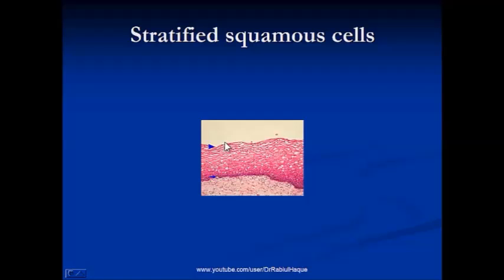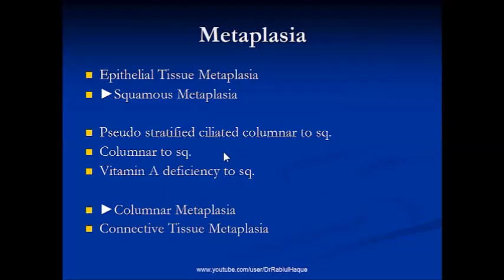So what are the other examples of squamous metaplasia? The second one is columnar to squamous epithelium. There are lots of examples. For example, stones in the excretory duct of glands, like salivary gland, pancreas, bile ducts may also cause replacement of the normal columnar epithelium by stratified squamous epithelium. Vitamin A deficiency also stimulates replacement of normal cells by stratified squamous epithelium. So these are the examples of squamous metaplasia.